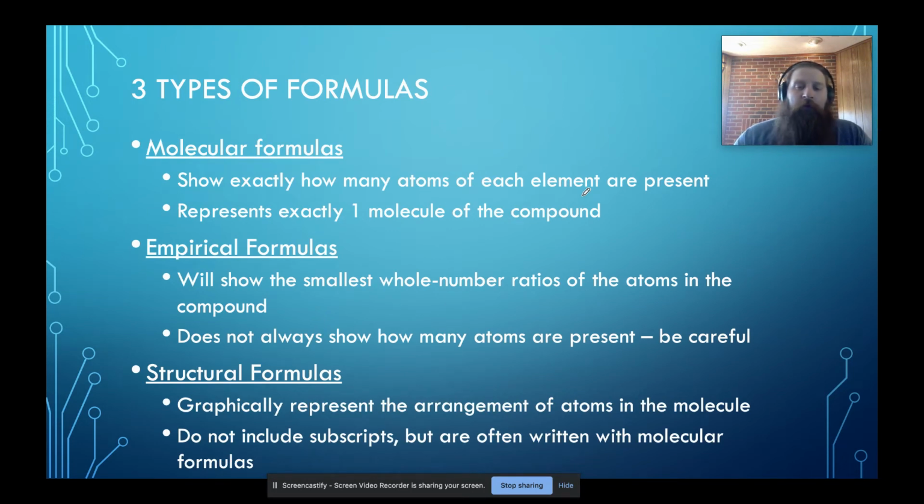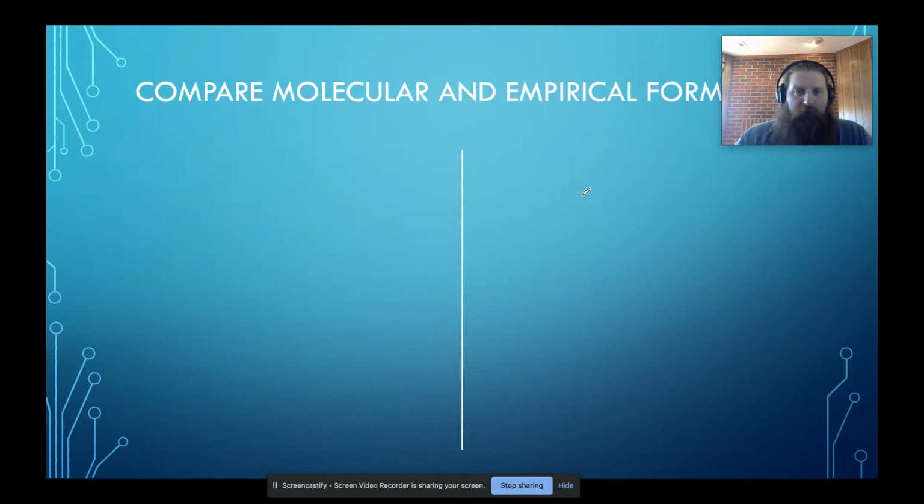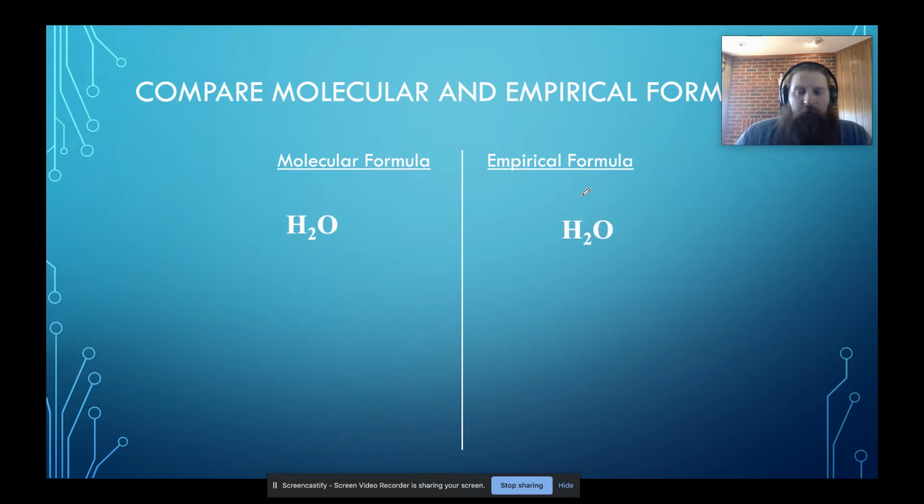A Lewis diagram is the thing you're going to see most commonly, okay? But they don't have subscripts unless there are molecular formulas involved. So if we look at molecular and empirical formulas, for H2O, the molecular formula and the empirical formula are the same, right? Because I can't reduce this 1. Once I have a 1 as a subscript, I can't reduce it any further.